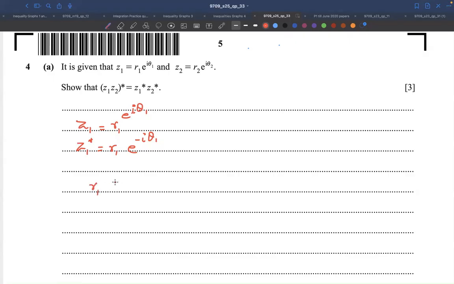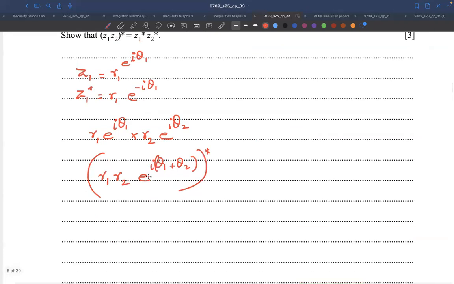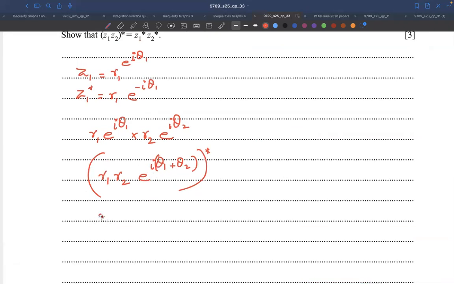So that will be R1 e to the power iota theta 1 times R2 e to the power of iota theta 2. When we are multiplying, the powers add up, so we can write it as R1 R2, they multiply, and e to the power iota, and in the bracket we can write theta 1 plus theta 2. Now, as we are talking about a conjugate of this, it will become the same thing, but the angle will become negative. So this will be R1 R2 e to the power negative iota of theta 1 plus theta 2.